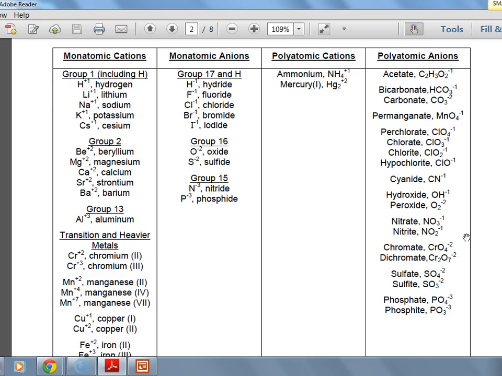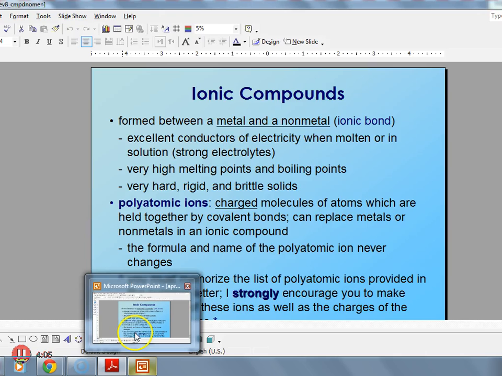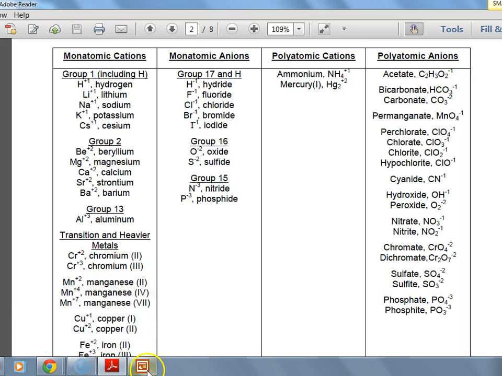Learn these. You're going to use them throughout the year. It will benefit you in the long run. Again, flashcards will be very helpful. Alright, so going back to the review.